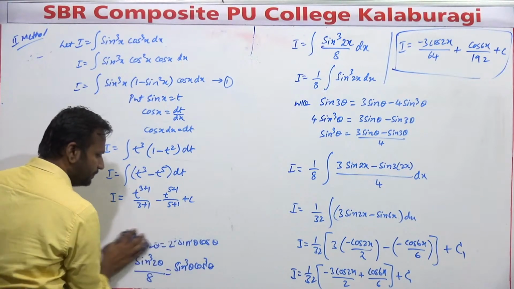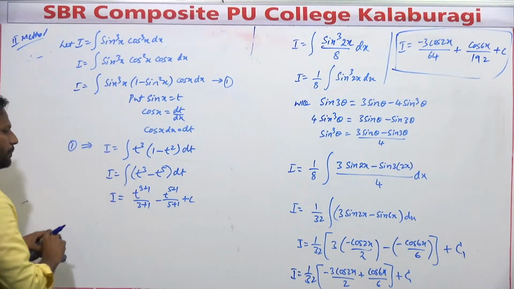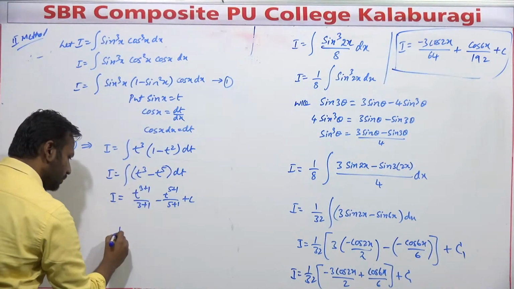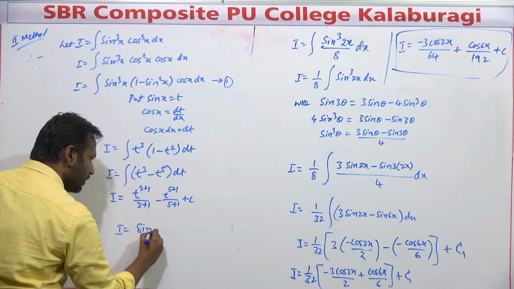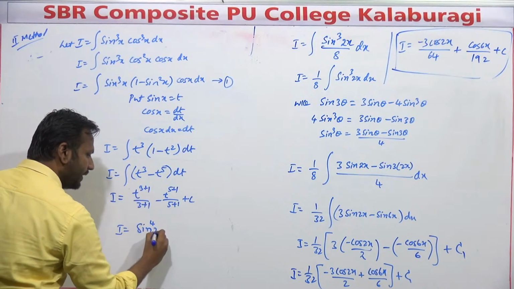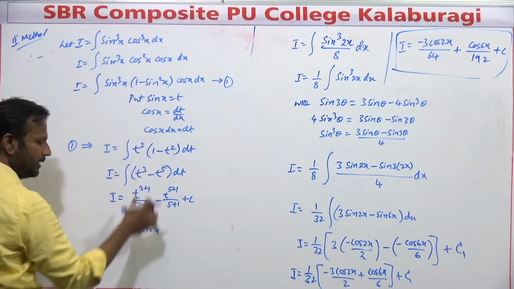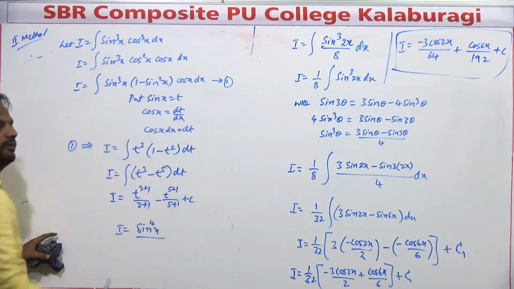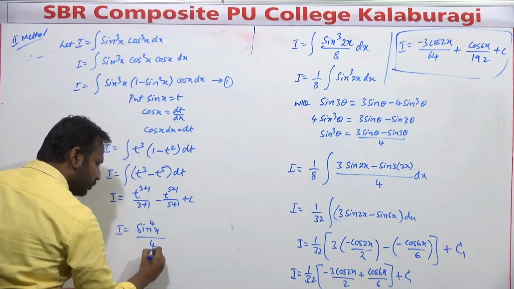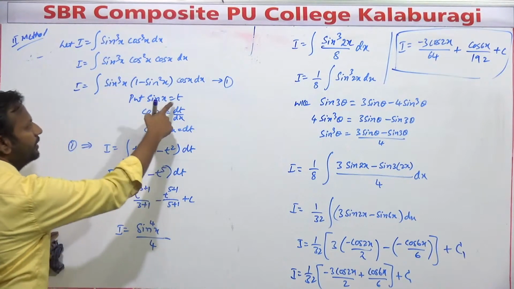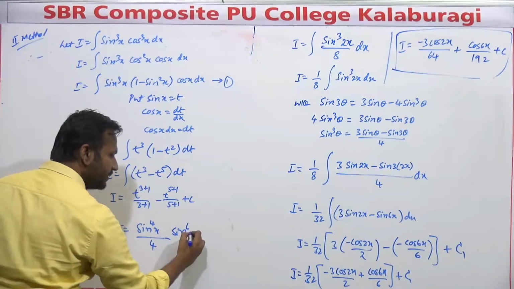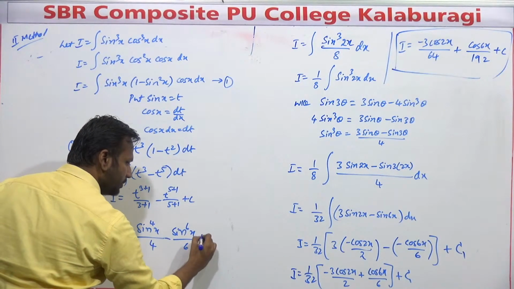So what happens now? Replace back t as sin x. Sin, 3 plus 1 is 4, so sin raised to 4 x. T is sin x; I am replacing it back as a function of x because they asked for it with respect to x. So divided by 4, minus sin x, 5 plus 1 is 6, raised to 6 divided by 6, plus c.